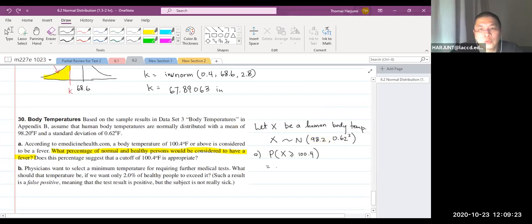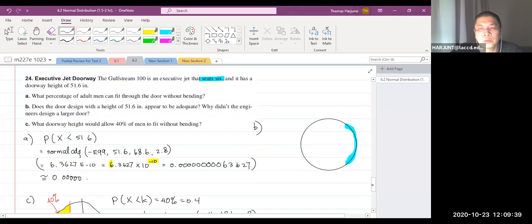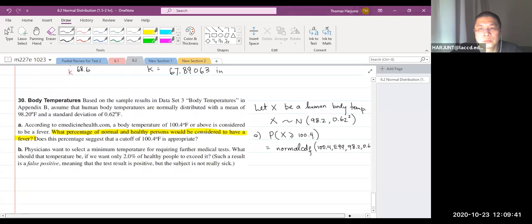Okay, so this would be normal CDF 100.4 or greater, 98.2, 0.62.